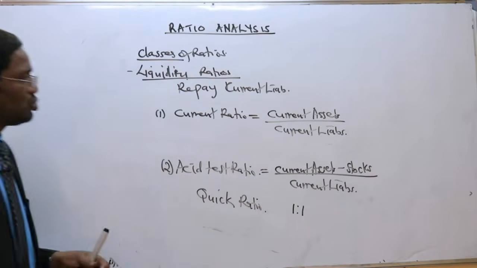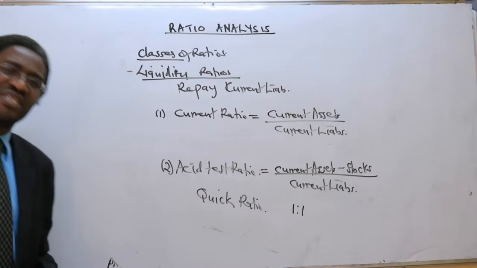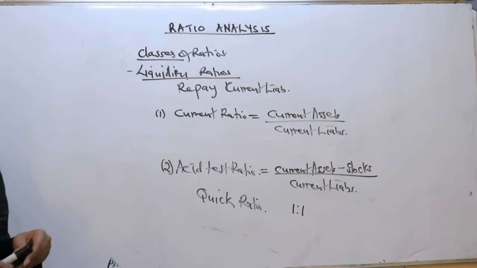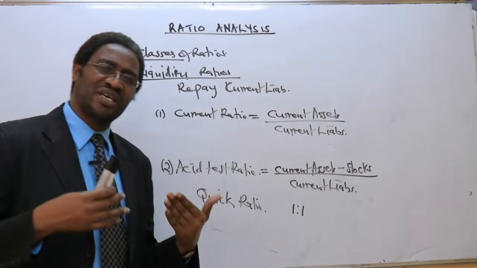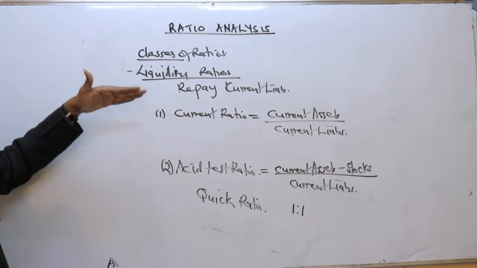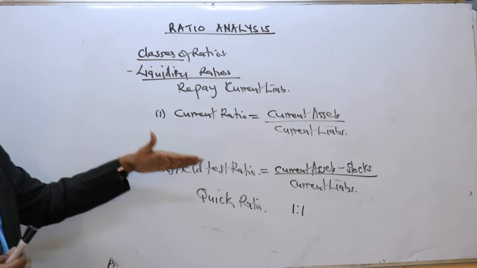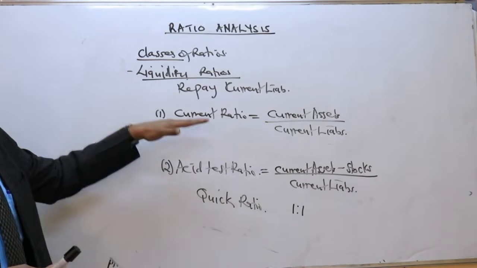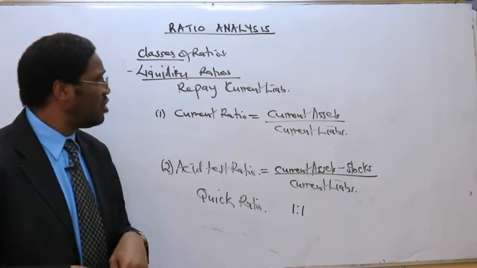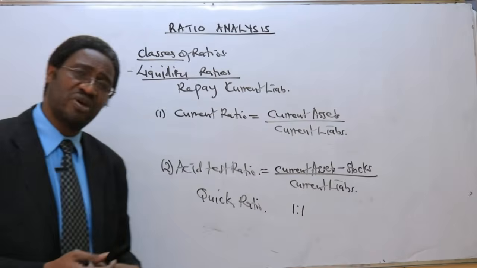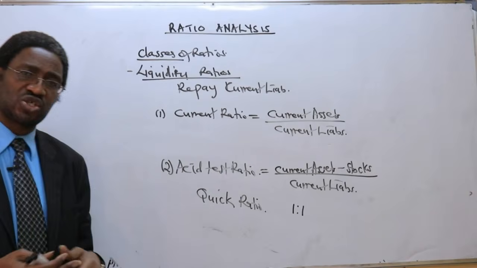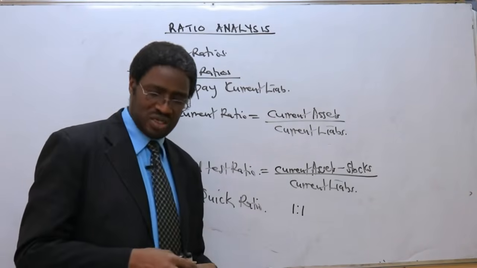So I am through with the two liquidity ratios. Those are the two liquidity ratios that we shall be calculating whenever we are doing a question. And when the examiner tells you to calculate the liquidity ratios, you calculate the current ratio and you also calculate the acid test ratio, which we have said is also known as the quick ratio. We have said current ratio is also known as the working capital ratio. For the current ratio, the recommended is 2 to 1. And for the acid test ratio, the recommended ratio is 1 to 1.